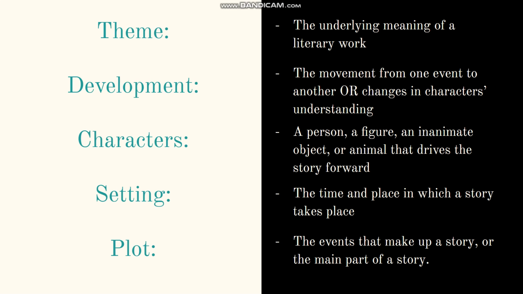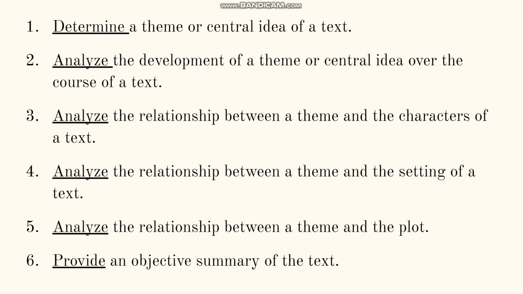We might go in a little further on development by reading it 2 times and being real careful about how we trace the theme. Then unpacking the skills. The following: number 1, determine a theme or central idea of a text. 2, analyze the development of a theme or central idea over the course of a text. And then 3 through 5, analyzing the relationship between a theme and the characters, setting, and plot. I'm going to leave off 6 for this video, but not necessarily for this unit.